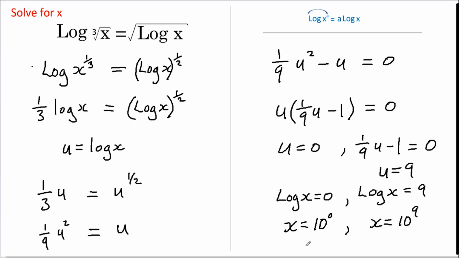And they are your answers. x equals 1, since 10 to the power of 0 is 1, or x equals 1 billion, 10 to the 9.